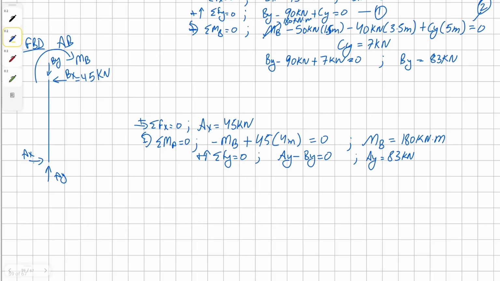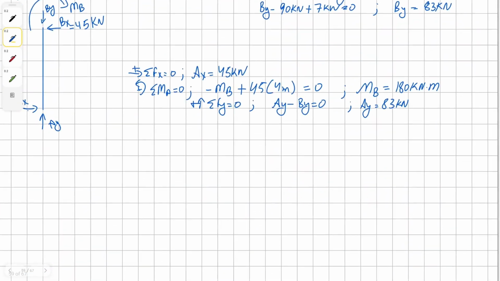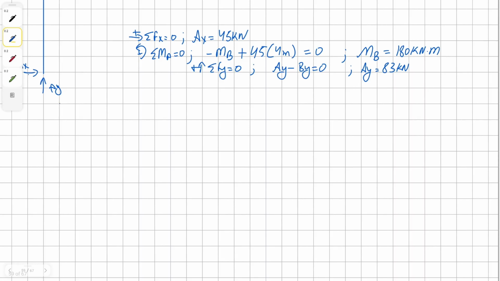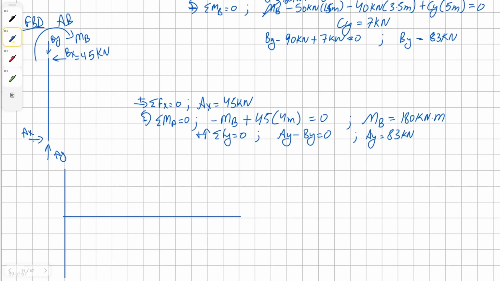Now we're going to start plotting our diagrams for each of the graphs. So we'll start with AB. Our AB is a little tricky because it's upside down.